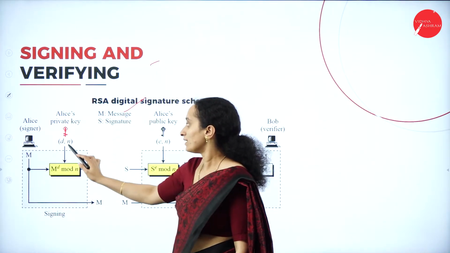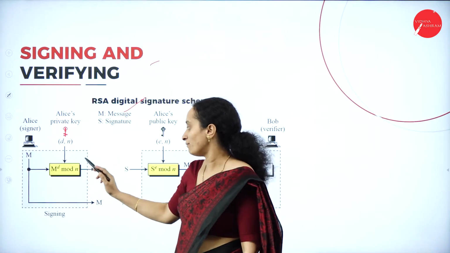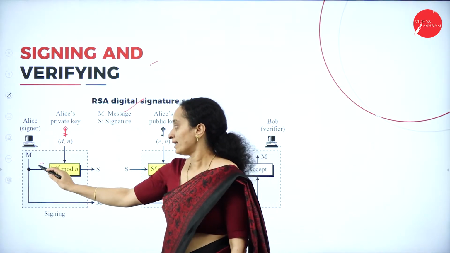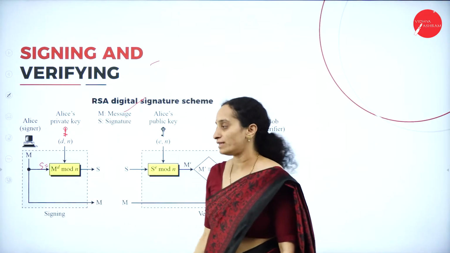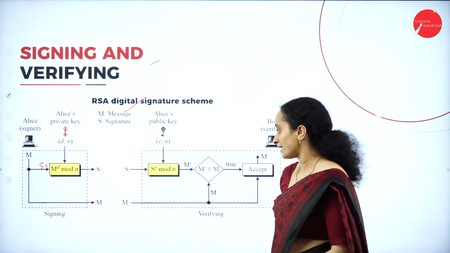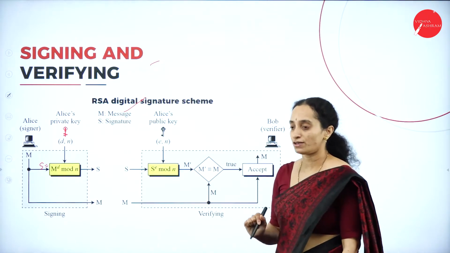which uses Alice's private key D with the expression m to the power of D mod n to get the signature. S equals m to the power of D mod n. Along with the signature, the message is sent. The signature and message are received in the verifying algorithm.